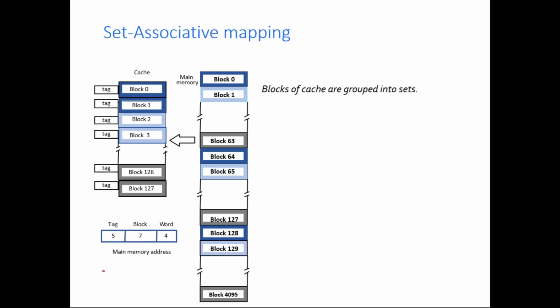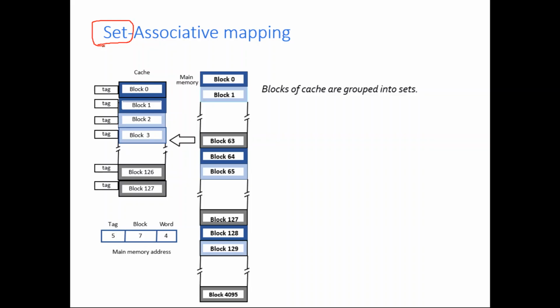So next we are going for a third technique, which is called set associative mapping. Set associative mapping is basically a combination of two things: direct mapping and associative mapping. How is that? Let us see. Here we are using a new term called set. First let us try to understand what a set is.